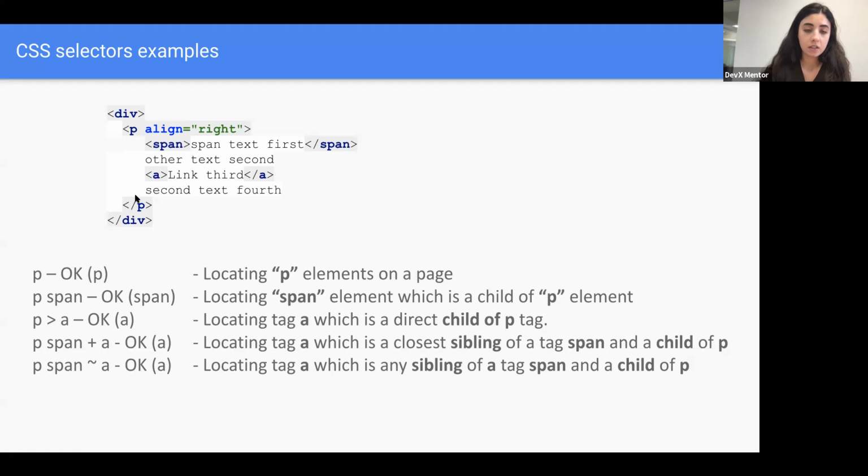This is A is any sibling of tag A of text span, and okay, this is not correct. Anyways, it's looking for any sibling with A, which is going to be span.